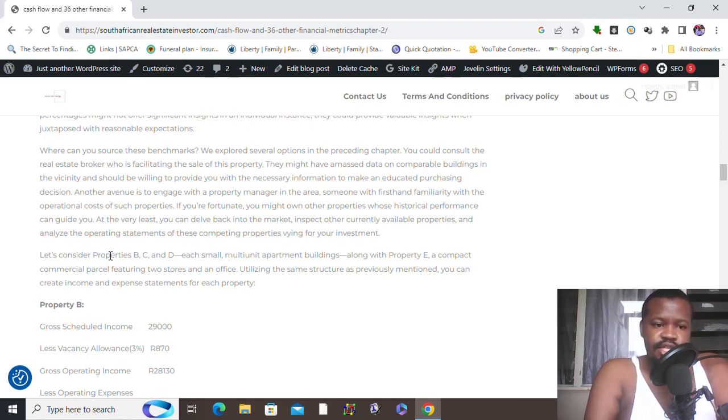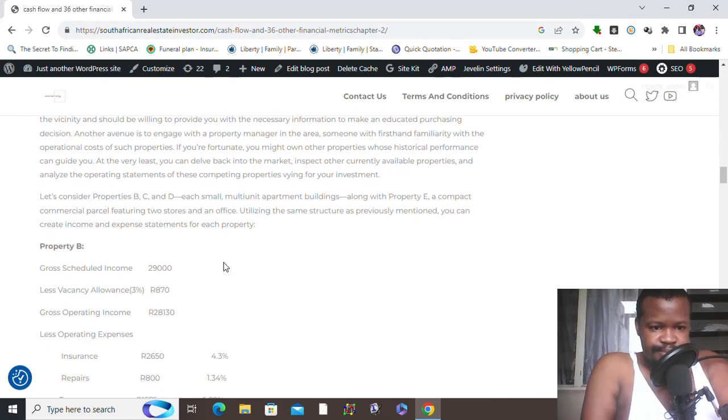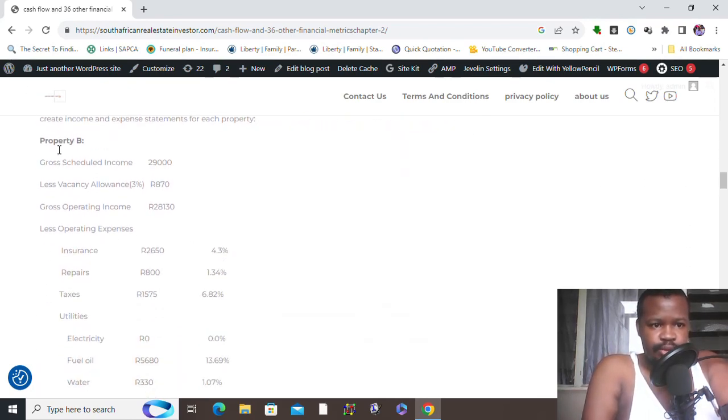Let's consider properties B, C, D, each small multi-unit apartment buildings, along with property E, a compact commercial parcel featuring two stores and an office. Utilizing the same structure as previously mentioned, you can create income and expense statements for each property. Now, let's start with property B.